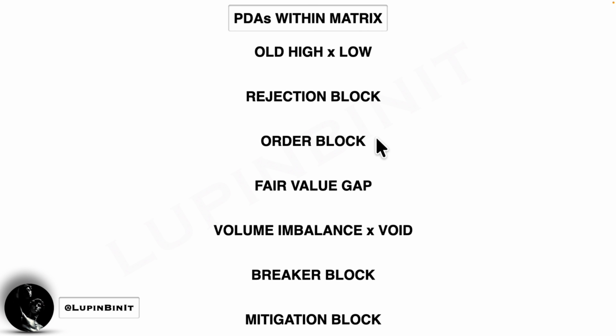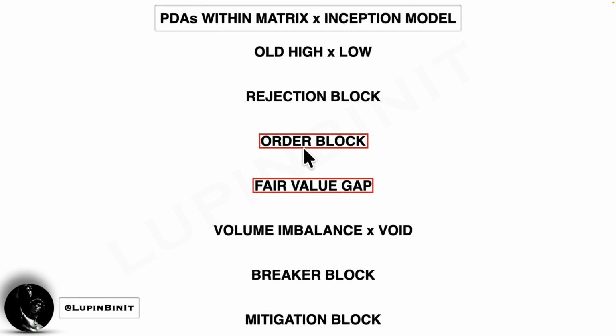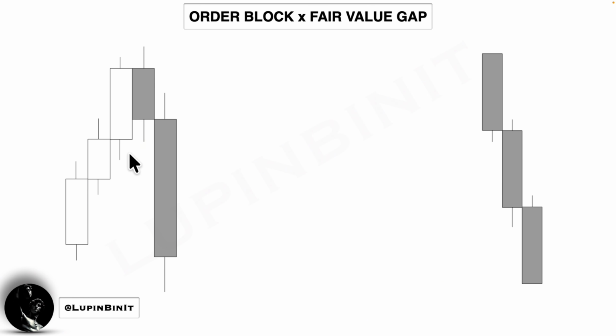So with the Inception model, we are not required to pay attention to each and every single one of these PD arrays. There's only two PD arrays within the matrix that we focus on in order to execute the model, which is the order block and the fair value gap. Now, these two PD arrays are what we are going to study in depth for the rest of the video. This being your order block, this being your fair value gap. So we're going to go over the principles of the order block first, and then the principles of the fair value gap next, and then jump into the charts to show some examples.